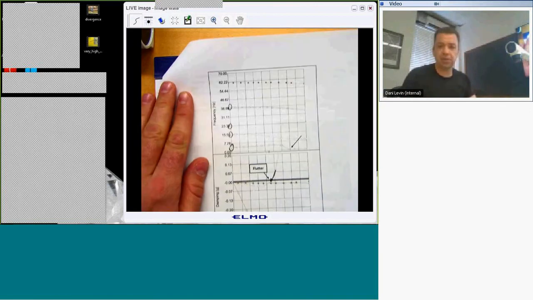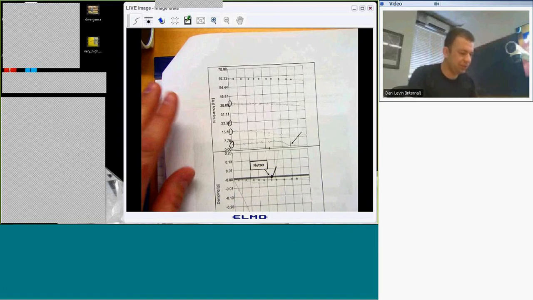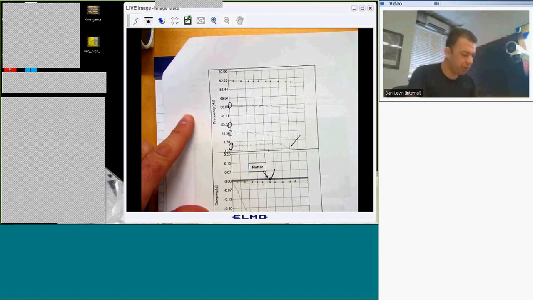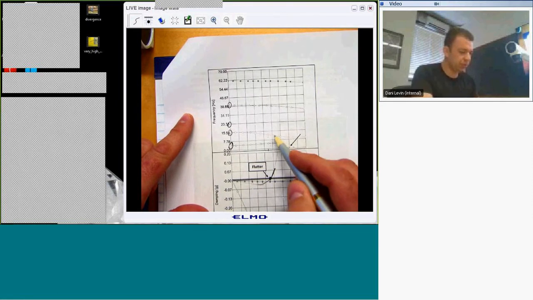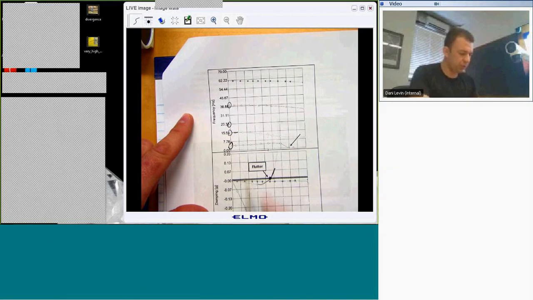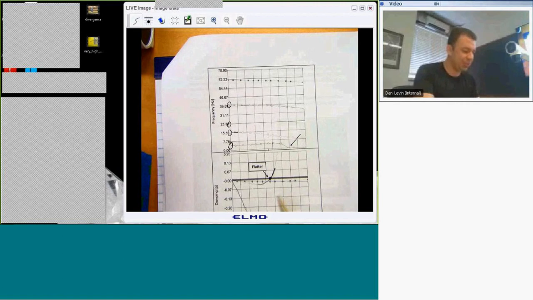In the PDF file you see it better, but this branch corresponds to the torsion, to this mode. This is the torsion mode, and this one becomes kind of stable. This is the bending.